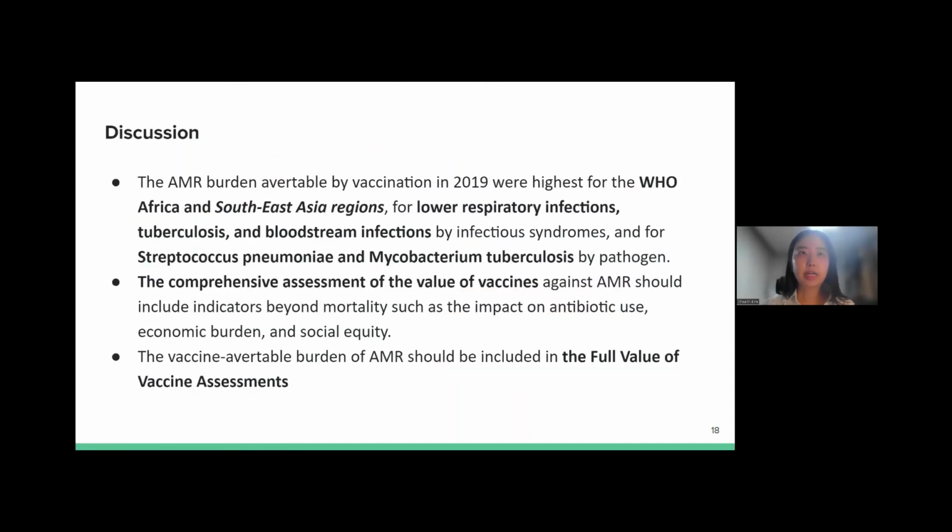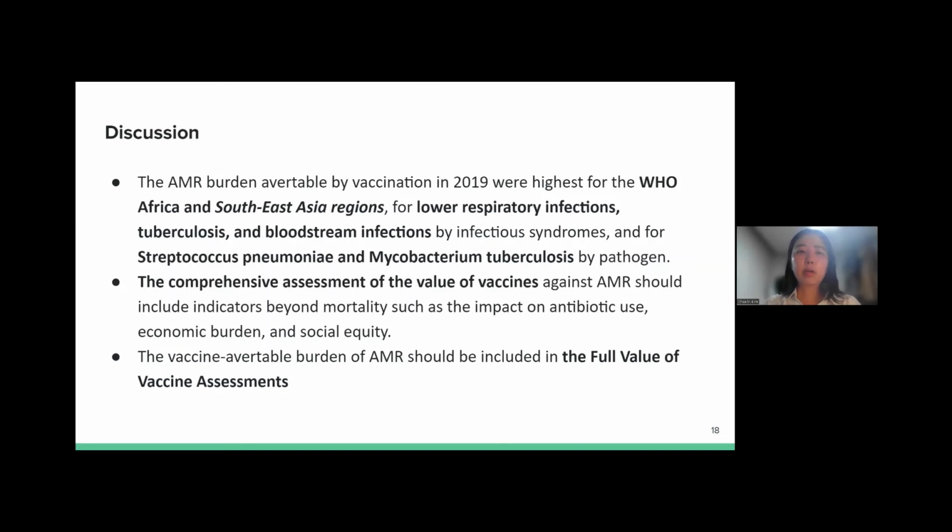So in summary, the AMR burden avertable by vaccination in 2019 was highest for the WHO Africa and Southeast Asian regions for lower respiratory infections, tuberculosis and bloodstream infection by infectious syndromes, and for Streptococcus pneumoniae, Mycobacterium tuberculosis, and Klebsiella pneumoniae by pathogen.